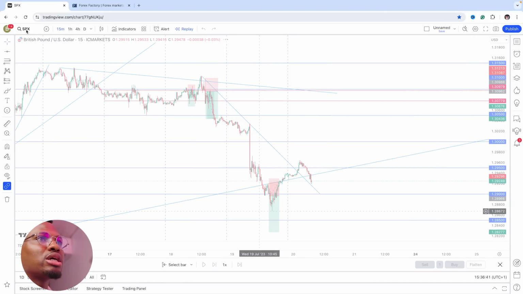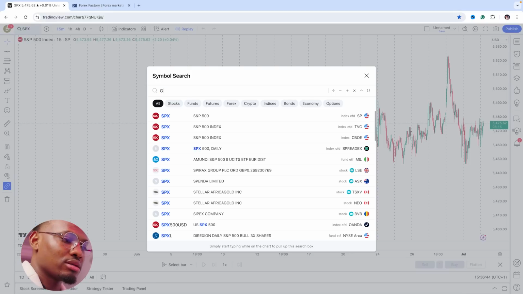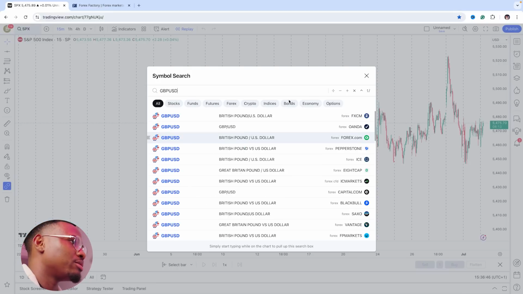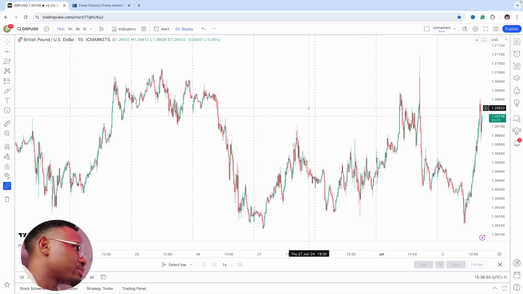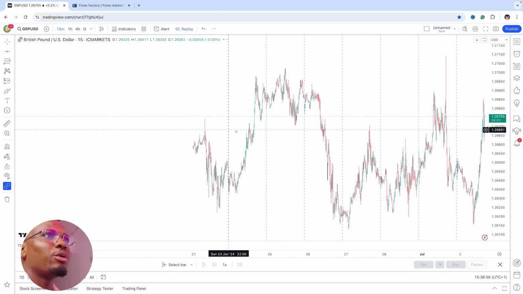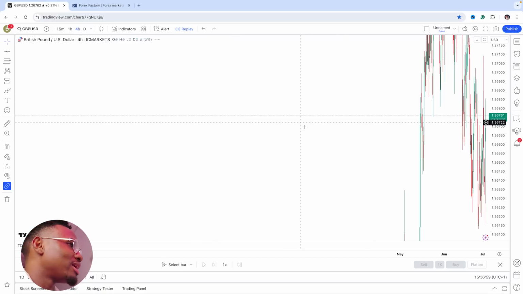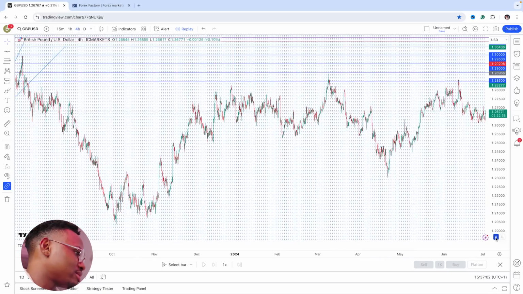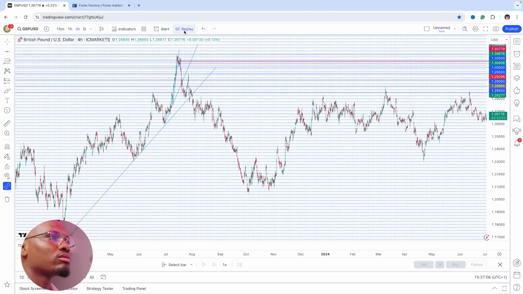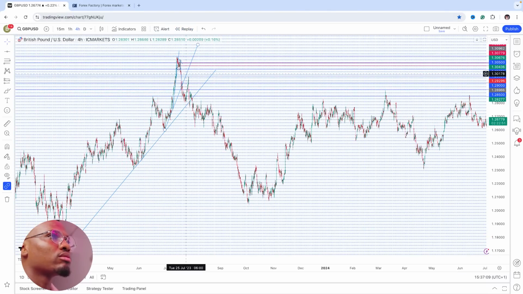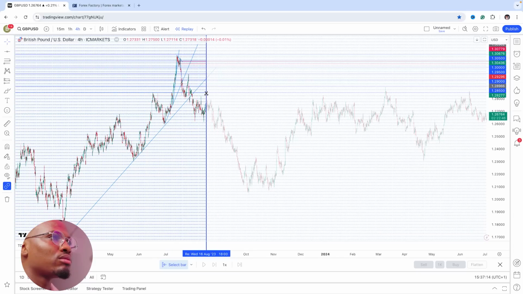Oh, I mistakenly changed the chart. I have to take it back. I mistakenly changed the chart, and that's the problem. Pressing the space, I wouldn't know where I was now. All right, so I just love to look out for this level.